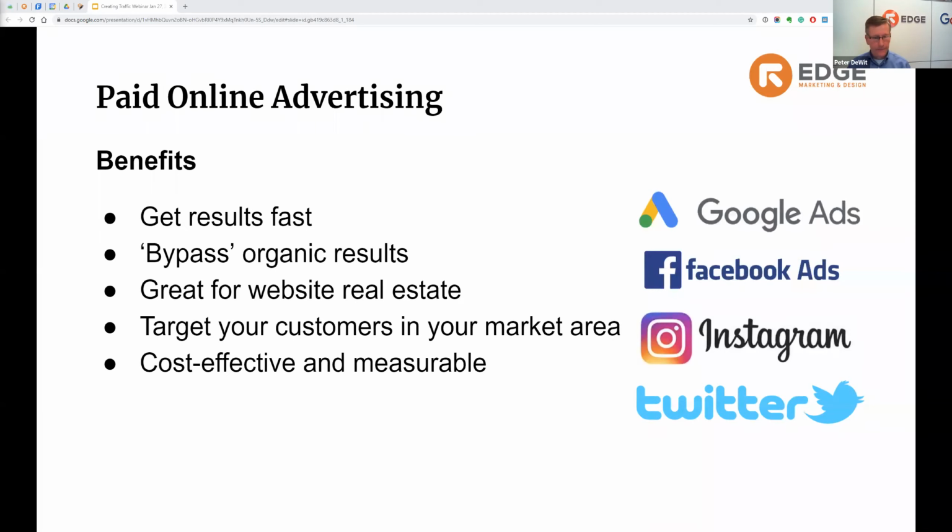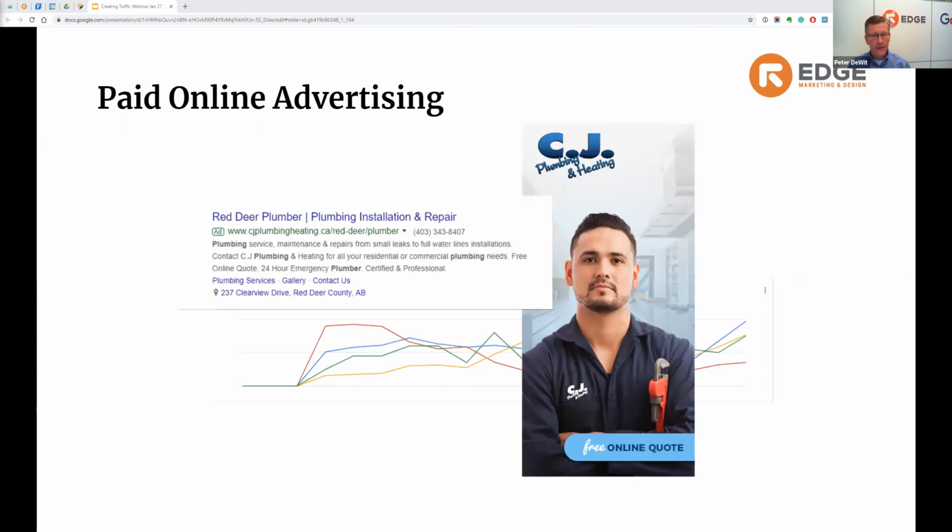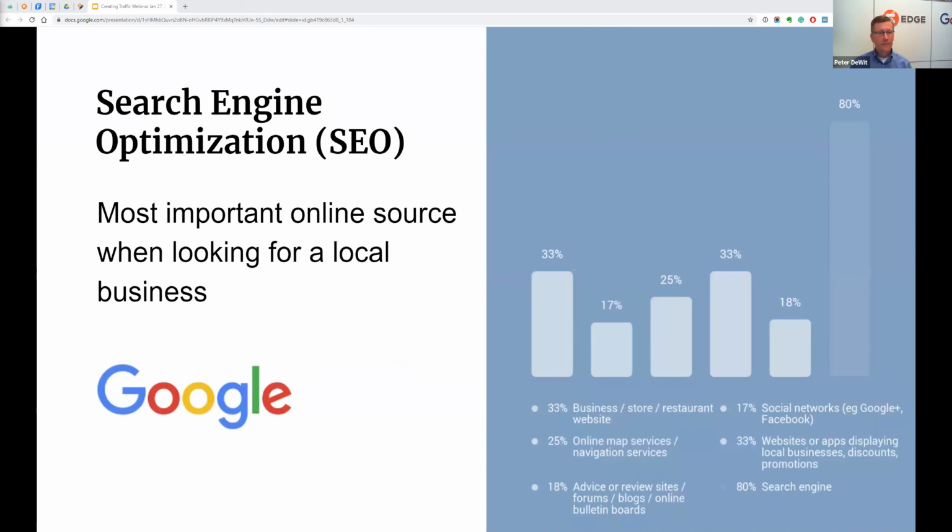Again, if you have any questions about any of this, feel free to put it in the chat box. So that's a very brief overview of the paid online advertising component of generating more traffic to your website. Then the second portion is about search engine optimization, or SEO.